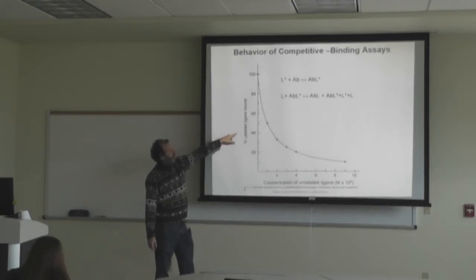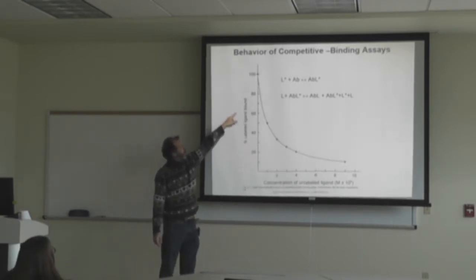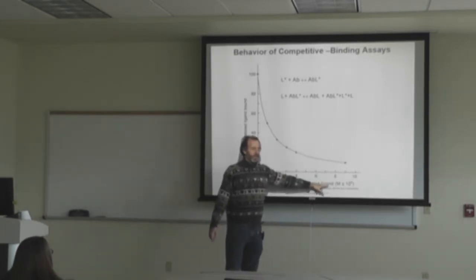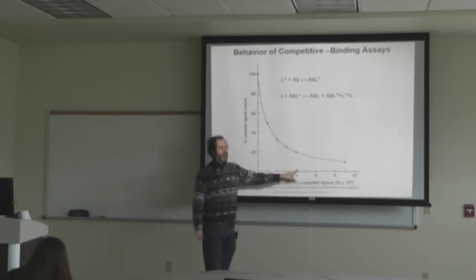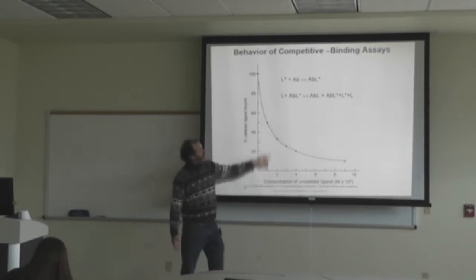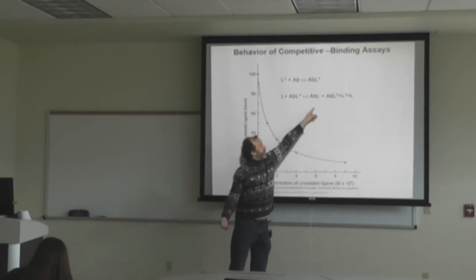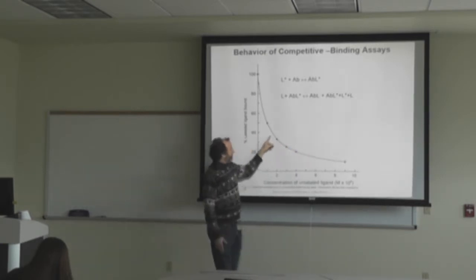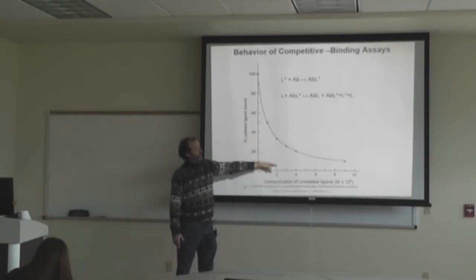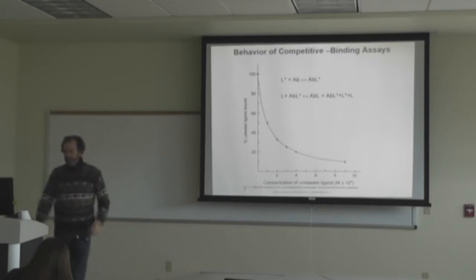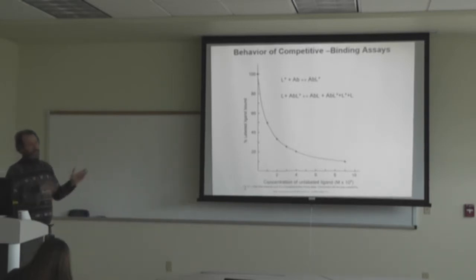And this is the kind of curve you're going to see. The percent labeled ligand bound is going to decrease as you increase the concentration of the unlabeled ligand. So as your patient sample increases in concentration of the ligand that you're trying to measure, that increased concentration of the unlabeled ligand is going to displace the labeled ligand from the antibody or whatever you're using to capture that. And you'll decrease the amount of labeled ligand that's going to be bound to that antibody. Okay? And that's the whole basis of these competitive assays.